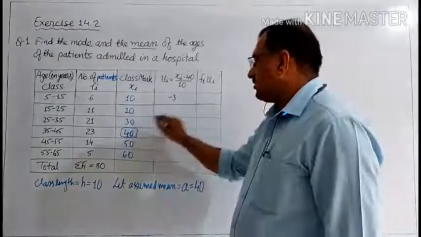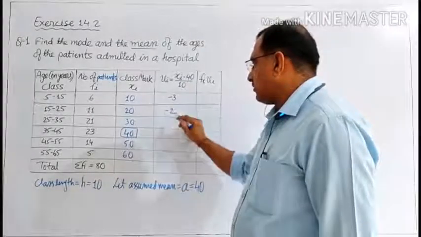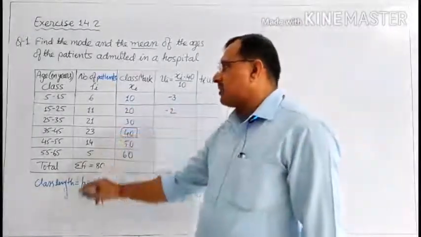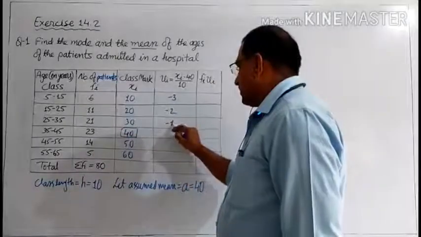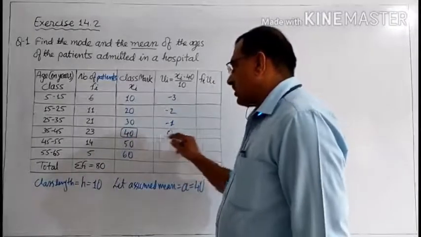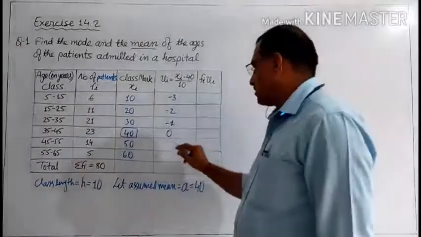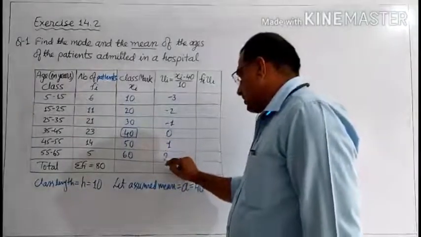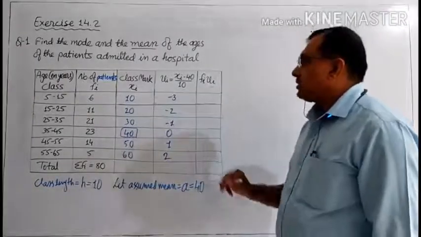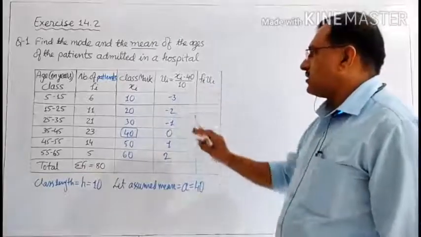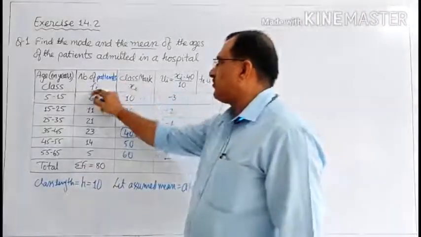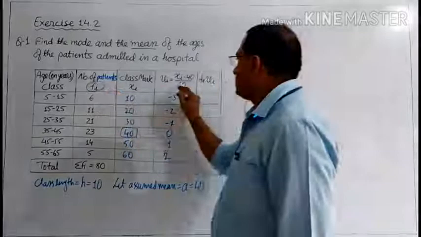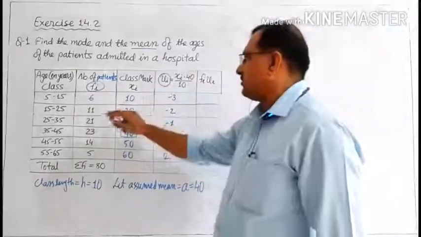20 minus 40, that is negative 20 divided by 10, so negative 2. As here you can see equal class length, so here we will get negative 1, 0. Here assumed mean 40, so for that deviation would be 0, then 1 and then 2. Now we have to calculate fiui, that is the product of frequency and the step deviation.